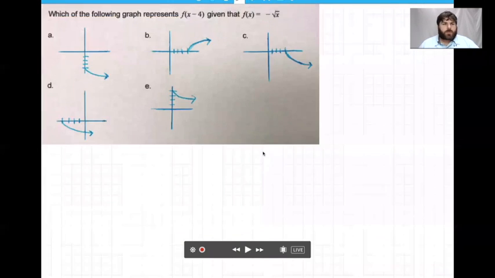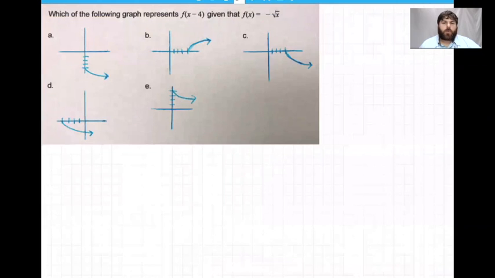Okay, next question. Which of the following graphs represents f of x minus 4, given that f of x equals negative square root of x? All right, so this is a transformation. We want to find f of x minus 4. So we want to take whatever f is, and I want to shift it which way?